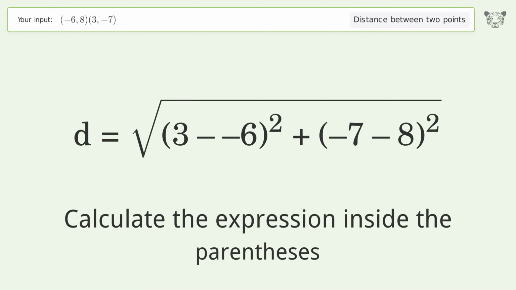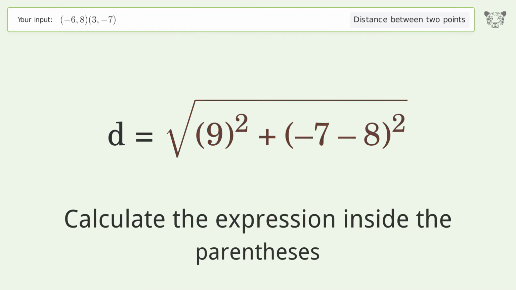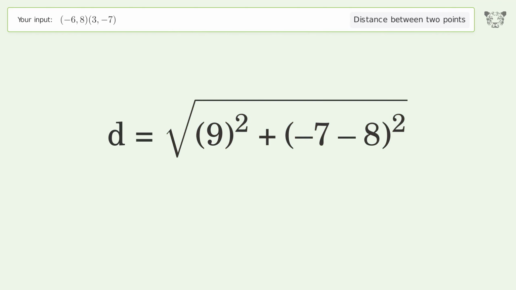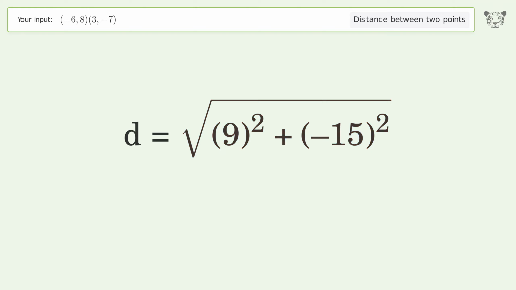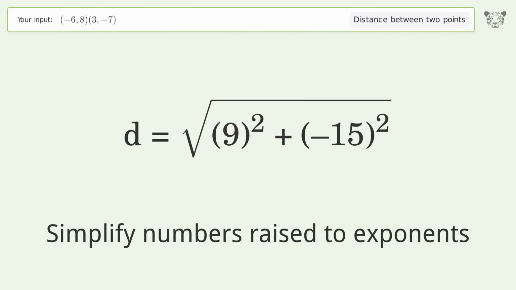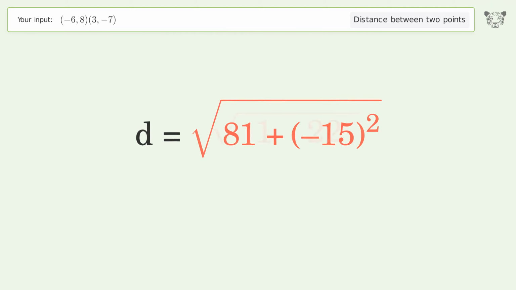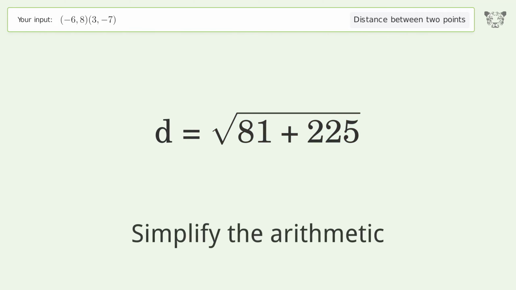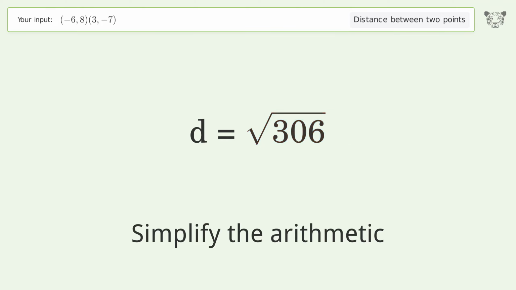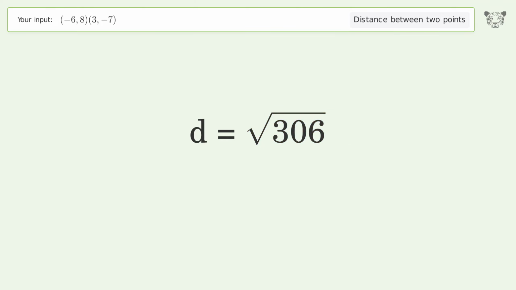Calculate the expression inside the parentheses. Simplify numbers raised to exponents. Simplify the arithmetic. And so the distance between the 2 points is the square root of 306, or 17.493.